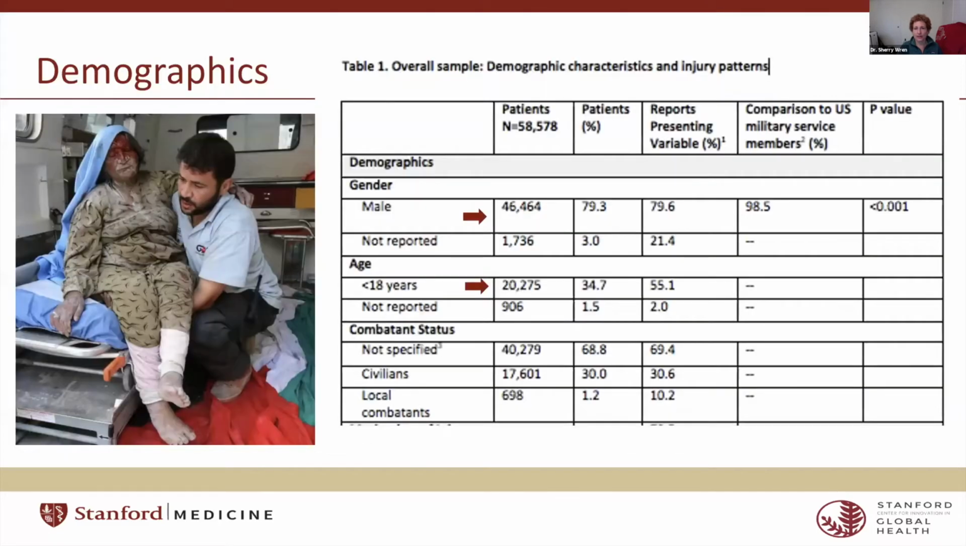What did we find? If you look at it, not surprisingly, most of the patients are male, but compared to the US military data, 80% are male. Women are getting injured in this. Bombs do not discriminate. Also, the incredible amount of pediatric cases. This is a common problem. Children are getting injured at a high rate.